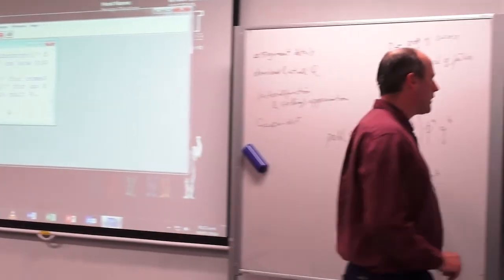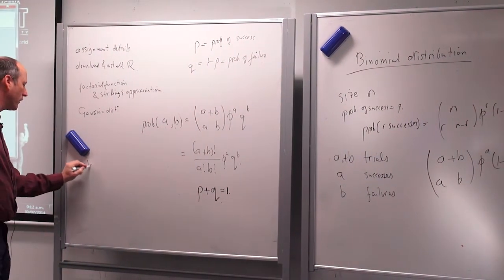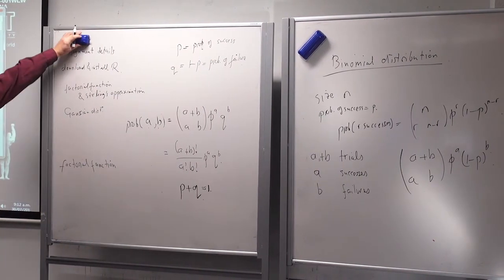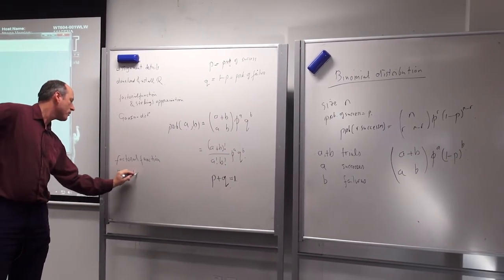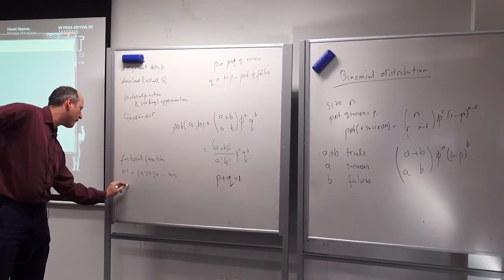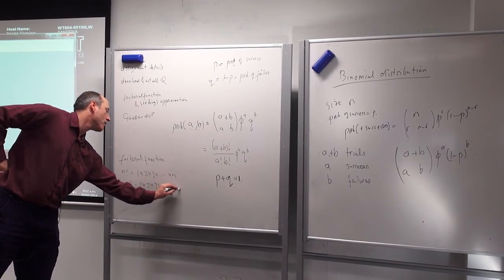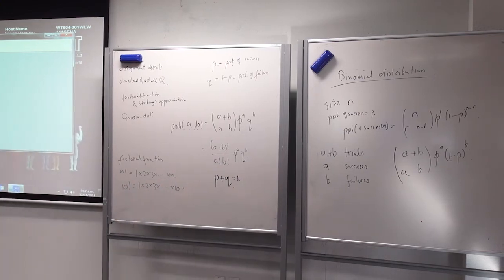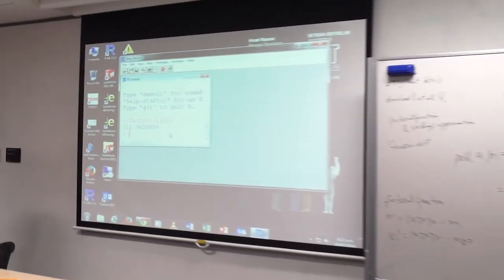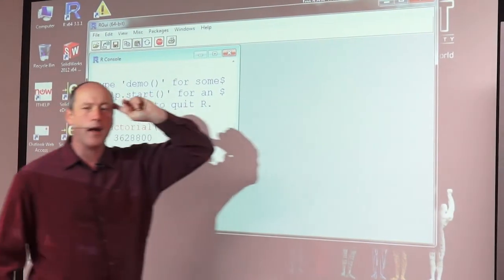One disadvantage of this binomial distribution here is that it's got this factorial function in it. And I did cover the factorial function, but I'll just remind you what it is. N factorial equals 1 times 2 times 3 times up to n. So for example, 10 factorial equals 1 times 2 times 3 times all the way up to 10, which equals, well, of course, I'll get R to do the hard work for me. Factorial 10, which comes out to be, is that 3 million? Yeah, 3.6 million.